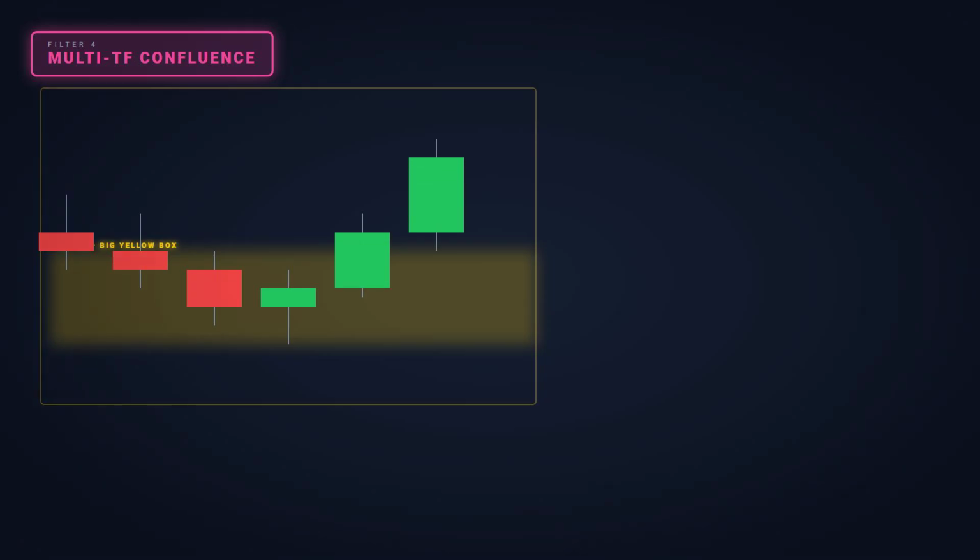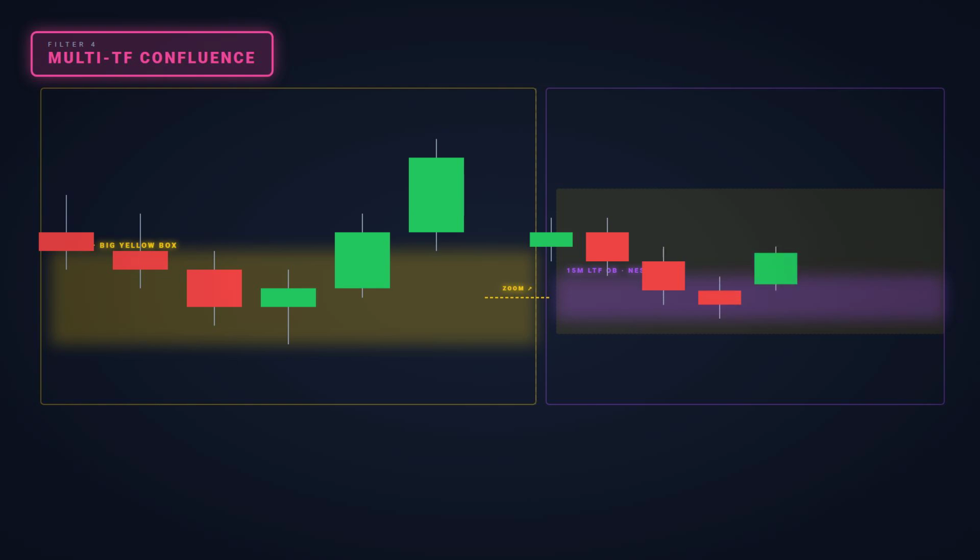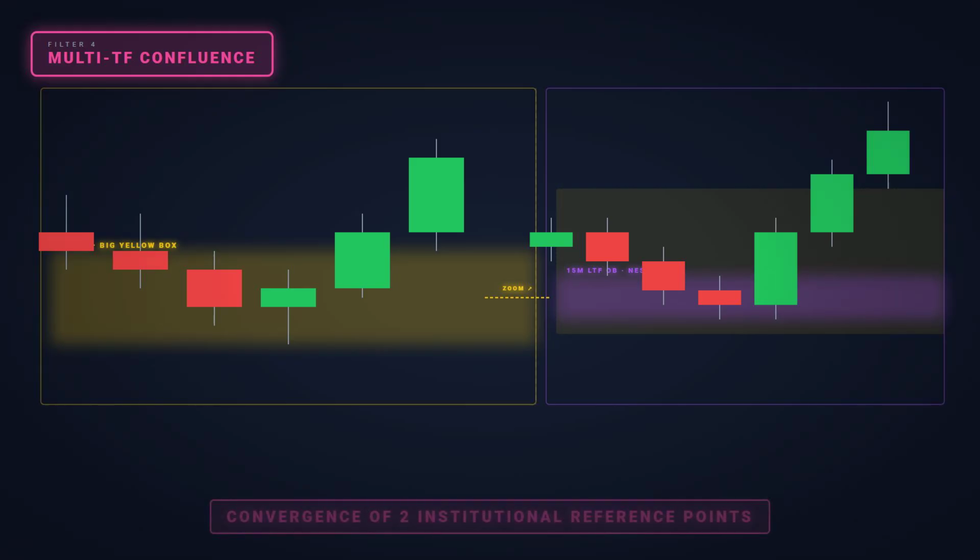I'm highlighting the multi-timeframe confluence zone here. You can see the 4-hour OB in the larger yellow box, and nested inside it on the 15-minute is the LTF OB we're using for entry. Both time frames, same price zone. That is not coincidence. That is the convergence of two separate institutional reference points at the same level. When price enters that zone, it's entering two zones simultaneously.